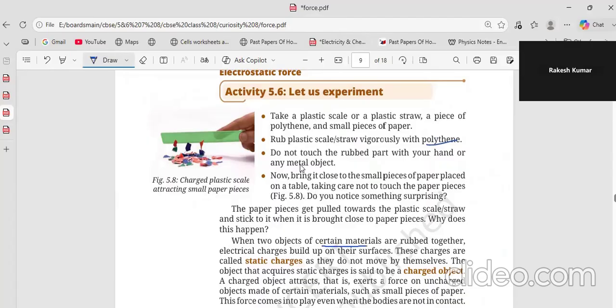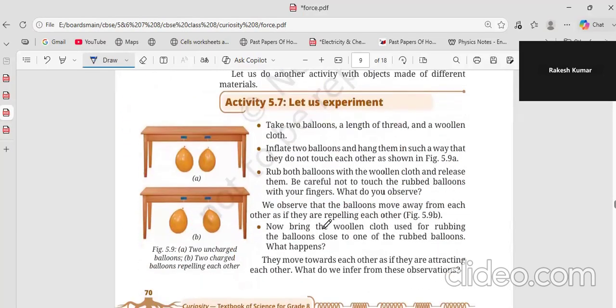So when two objects are rubbed together, electric charges build up on them. This is because electron transfer takes place. These charges are called static charges. They do not move by themselves, and they start attracting. The object will become charged and exerts a force on uncharged objects made of certain material, like paper. So even though this is uncharged, this is charged. It starts attracting this.